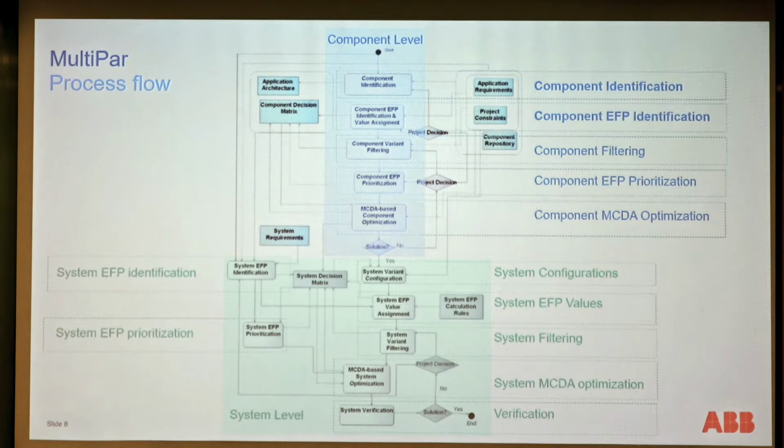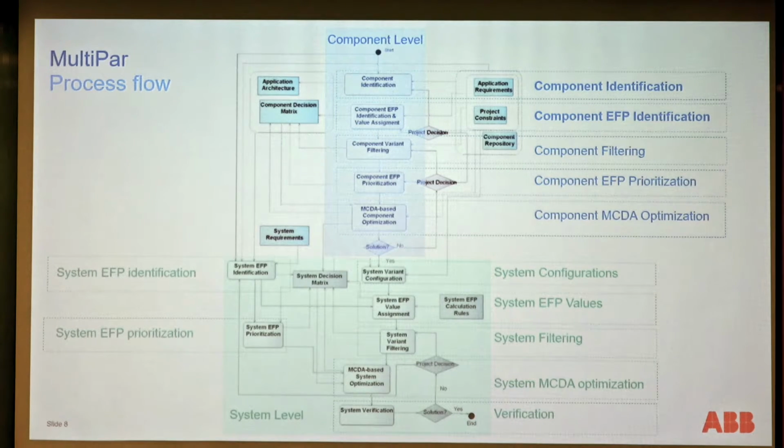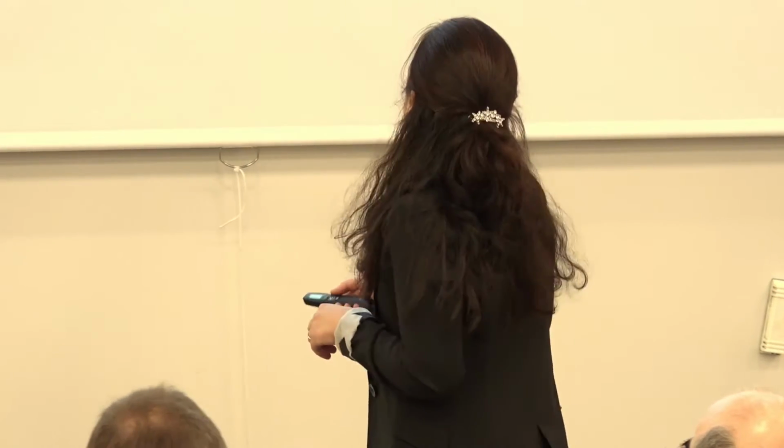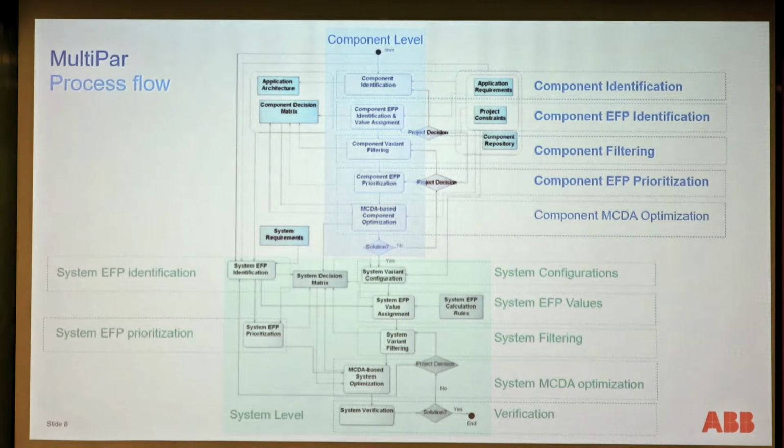Then we continue by identifying which extra functional properties are relevant for these specific applications. We filter out components that are not relevant or that do not match the requirements. We continue to prioritize our decision criteria, which are more important, and we use multi-criteria decision analysis to select for each component the best two variants, the best hardware variant and the best software variant.